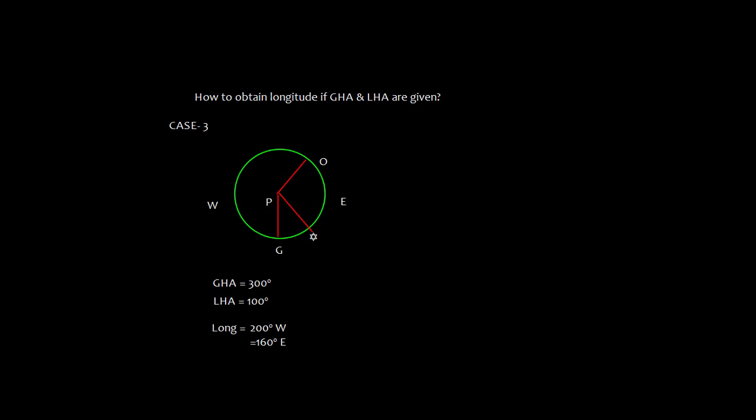Now let's come to another case. Here the GHA is 300 and the LHA is 100. If we go by the formula that GHA best gives longitude west, then longitude west is 200 degrees. But you know it very well, the longitudes are measured 0 to 180 degrees only. So for 200 degrees west you have to subtract from 360 degrees, 200 from 360, and you get 160 degrees, and now the value of west will become east.